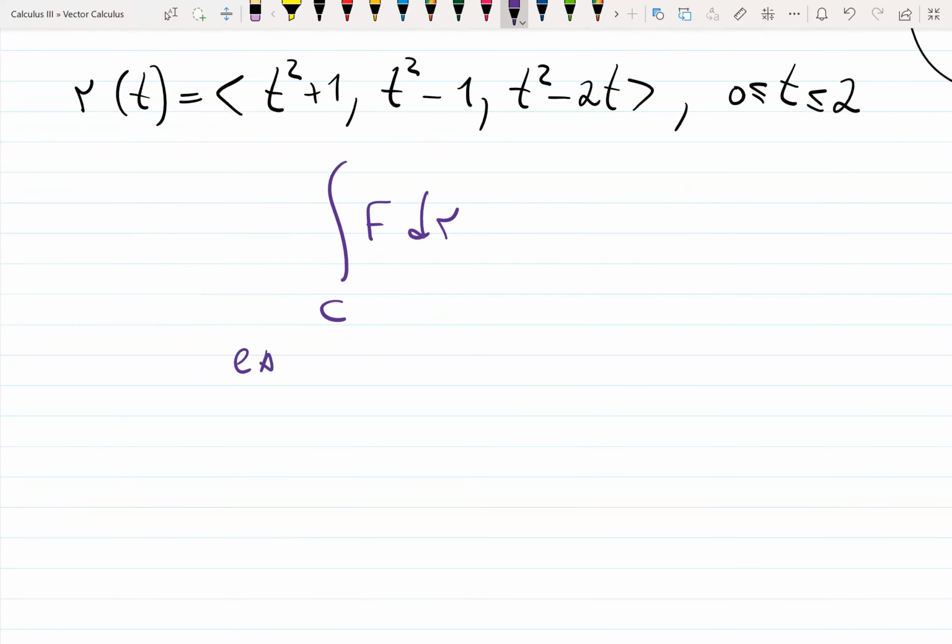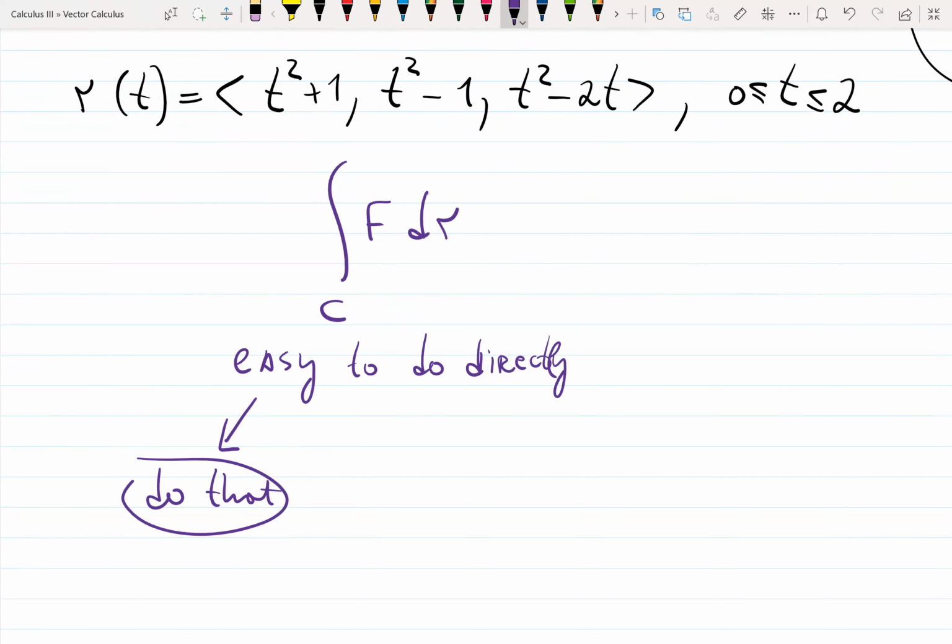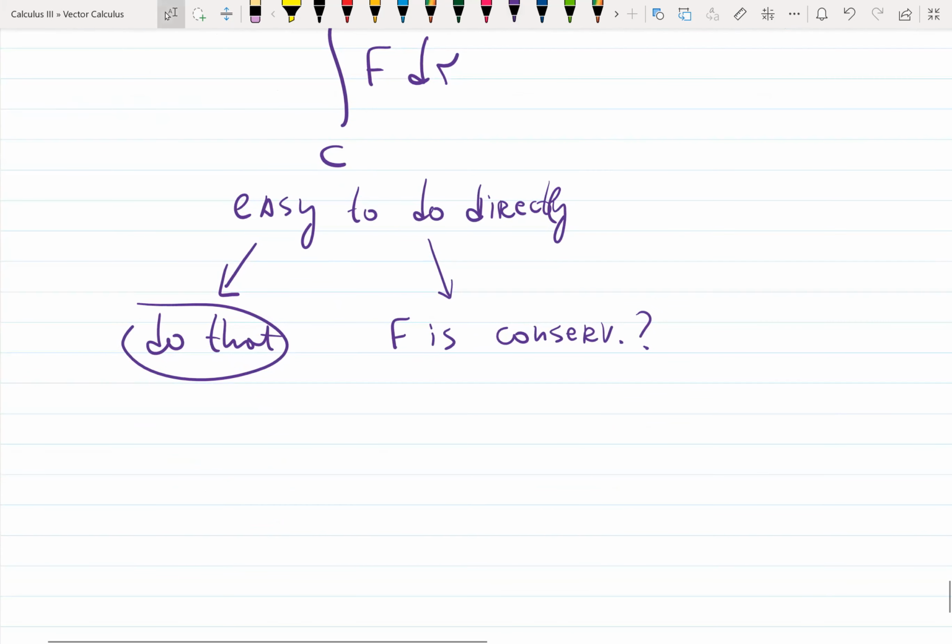If it's looking easy to solve or do directly, then you just do it directly. If it doesn't look easy, then you check if it's conservative or not. Is F conservative? We know how to check that. If yes, then find the antiderivative and use the fundamental theorem of calculus for line integrals. Plug in the end minus the beginning, because if it's conservative, the antiderivative exists.